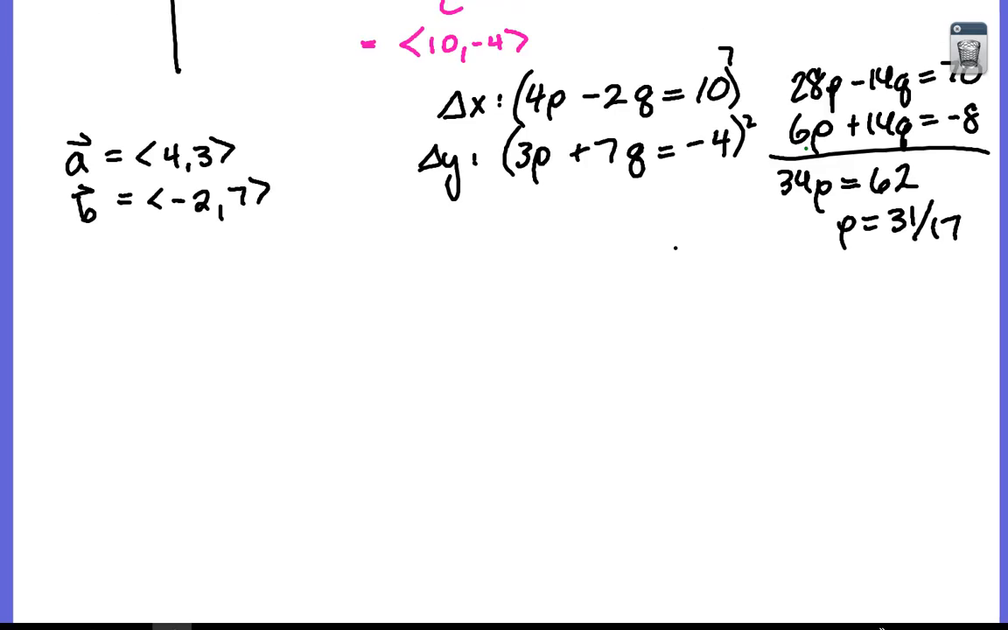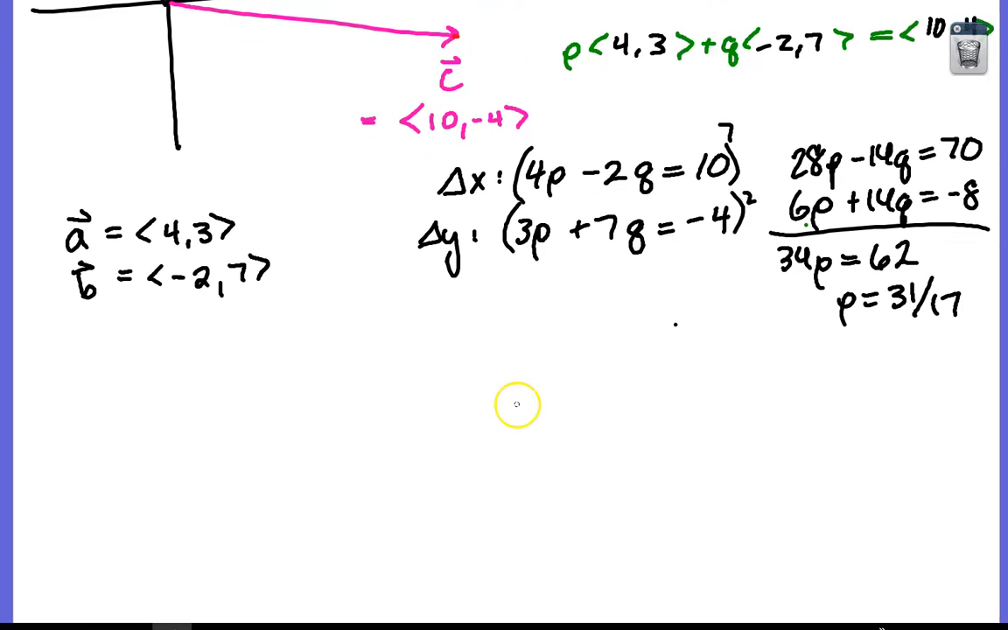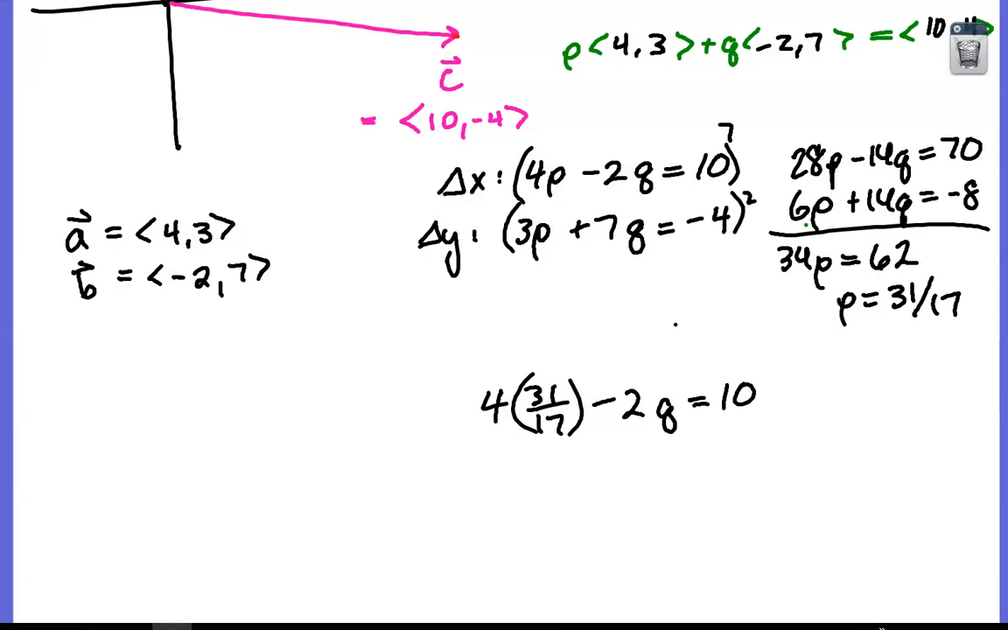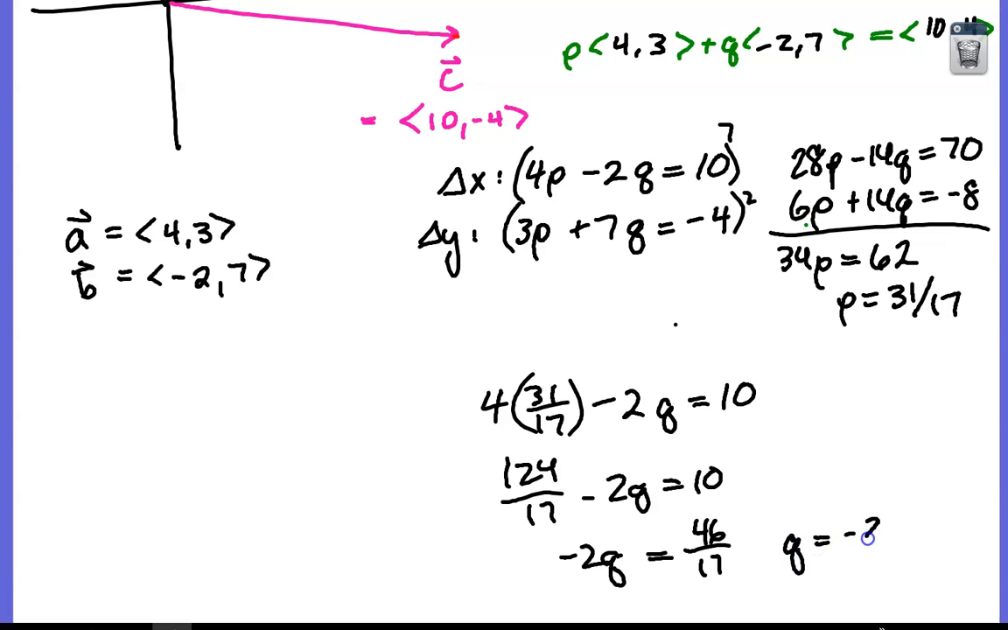Let's get q. If I was going to do q, then I would plug this p-value back in. So I guess I'll just choose the first equation to plug it into and solve. So I'm going to do this times 4. I'm going to subtract this from both sides. I'm going to do 10 minus that value. I get 46 over 17. I'm just using my calculator, the Math frac button, dividing by negative 2. So I get q would be negative 23 over 17. So there's the two values that you could use.